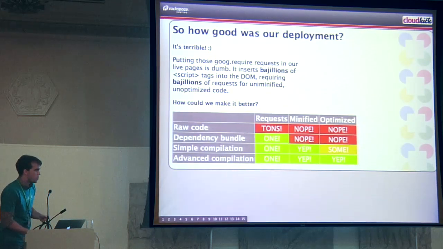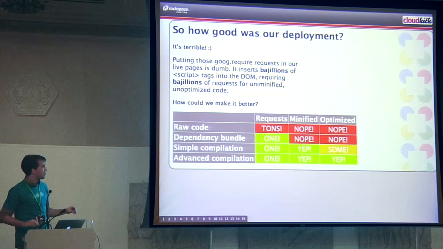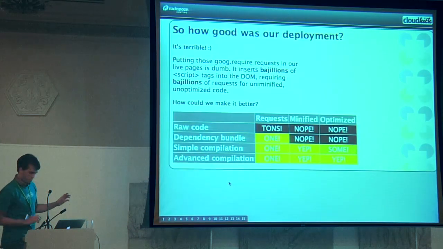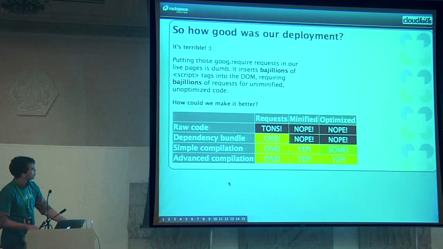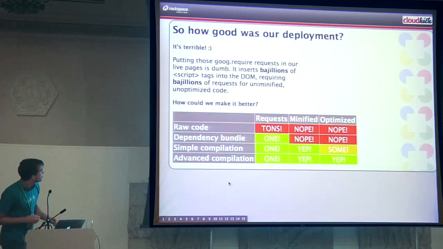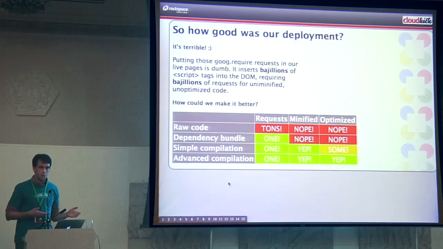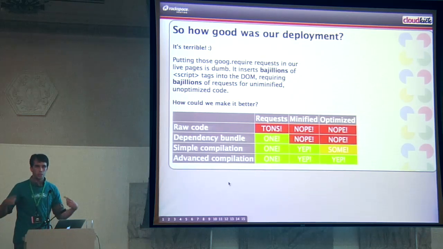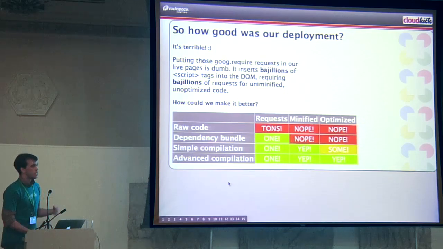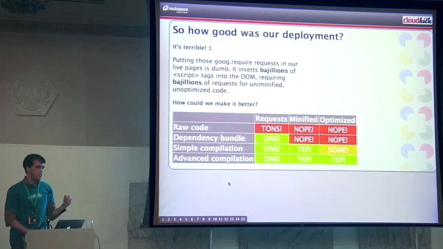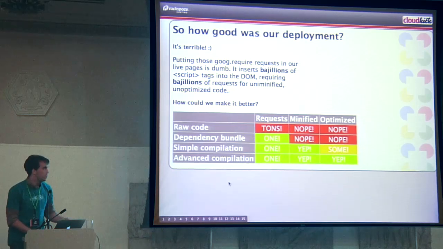So how good was our deployment for this? It was actually pretty terrible. It was the least optimal way to do this of all of them. Every time we have the Google require in live code, it's just putting in script tags, which means more requests and requests and requests on top of requests. So that's slow. It means that the code that you're pulling down is unminified, it's uncompiled, which is slow not just for the time to pull it down, the time to parse it, but also the time to execute it.